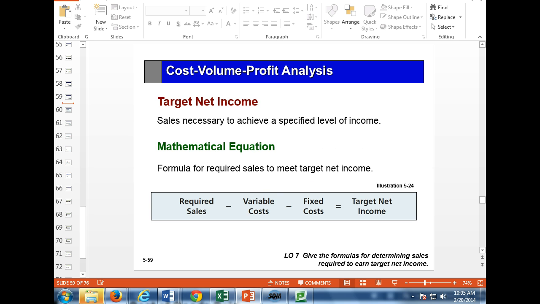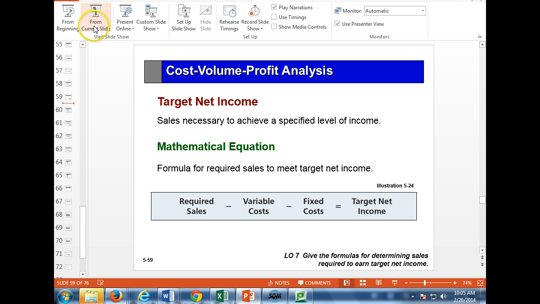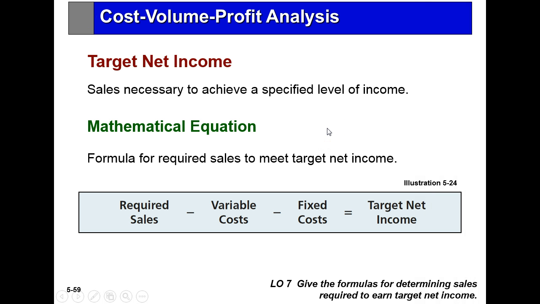Okay, so we're going to start now with looking at, in CVP, cost volume profit analysis, we get to find out the break-even point. What do we need to produce just to break even? But we want to do a lot more than just break even, don't we? We want to bring in some money. So we can decide on our targeted net income that we would like to make, and then from there determine what we need to produce in order to make that targeted net income.